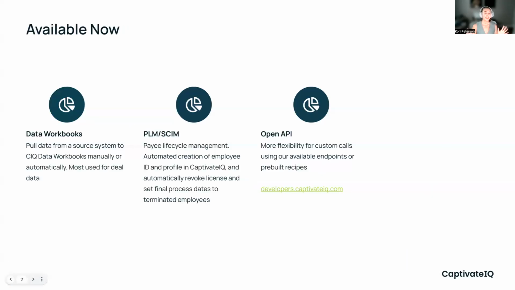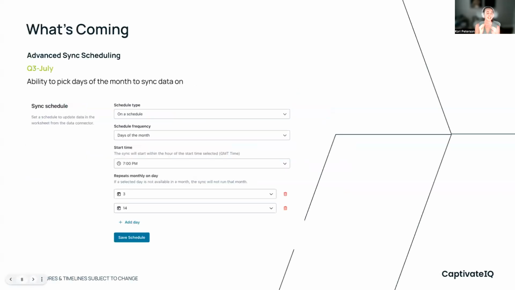But that is all what is currently available now. We know that there's a lot of solutions that you guys are asking for, and we want to help provide that to you. So you're going to get a sneak peek of what's to come with some of these integration options. First on the list, coming up pretty soon, estimated July, is we will have the ability to have an advanced sync scheduling option. I had to say that slowly.